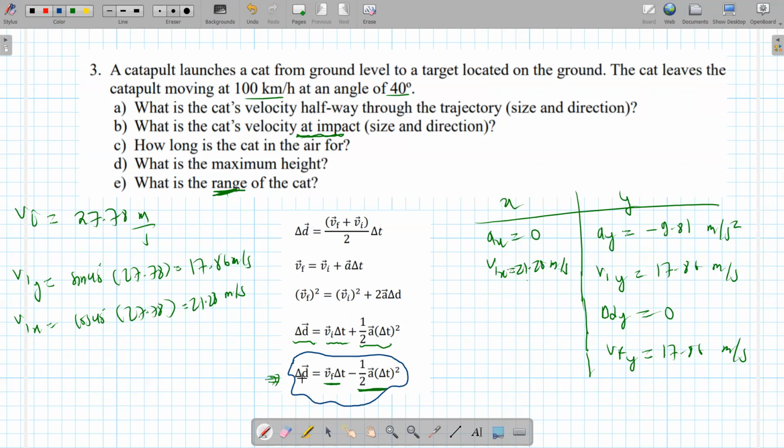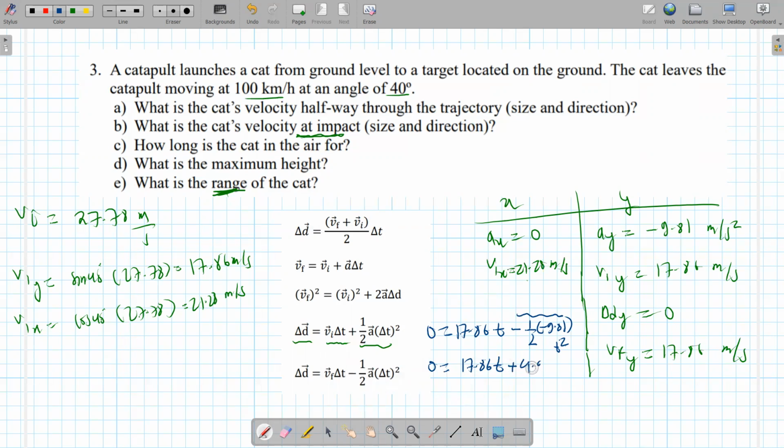Okay. So delta D, right? So that is 0 equals VIT. We're trying to find time, yeah? So 17.86 times time minus 1/2, and the A value is minus 9.81, times T squared. Okay, I'm gonna move this thing to the other side. So that'll give me 17.86 T plus 4.98 T squared equals 0, right?